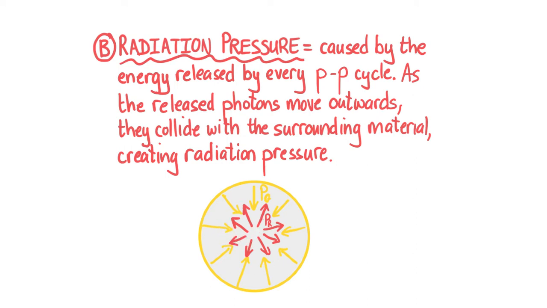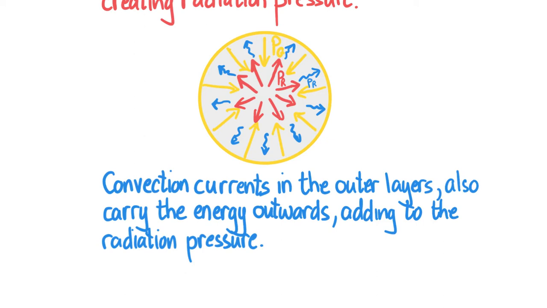So these pressures work against each other. Adding to this, we also have convection currents in the outer layers of the star, and they also carry energy outwards, adding to the radiation pressure. So the radiation pressure is moving outwards like this against the gravitational pressure.